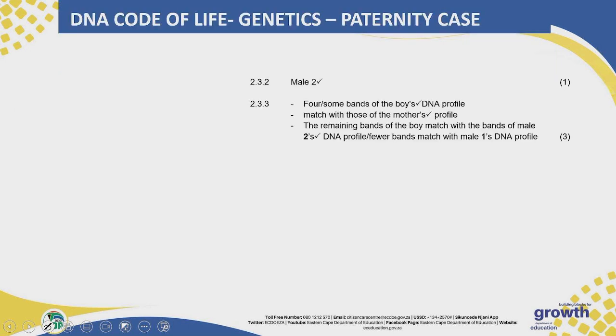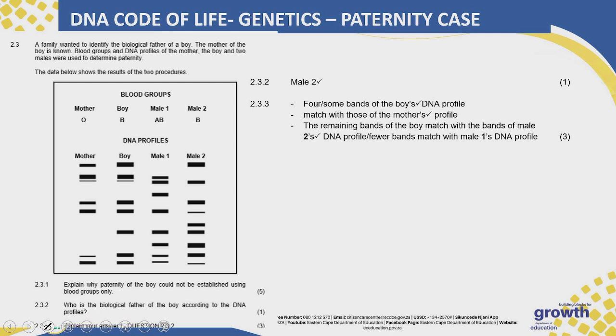Right, let us move into this one, which is looking at the interpretation of a DNA profile. It's a case of paternity whereby the family wanted to identify, remember, we said we must always underline the key things, the biological father of a boy. They know who the mother is, who is right here. The mother, we can see, is blood group O. And they took the blood groups as well as the DNA profiles of the mother and the boy, and the two males were used to determine paternity.